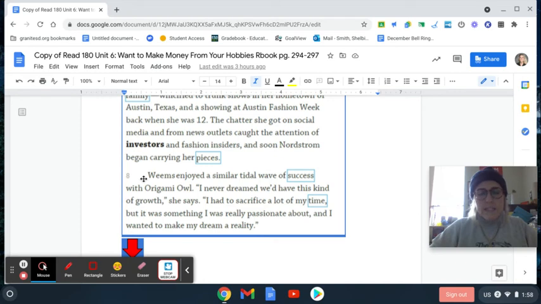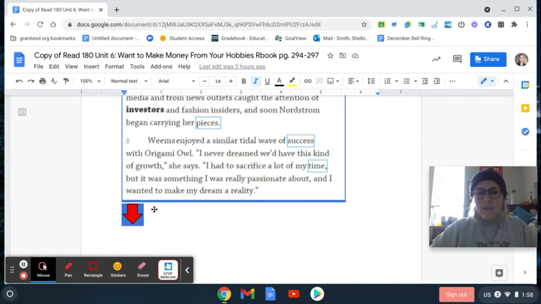Weems enjoyed a similar tidal wave of success with Origami Owl. Remember that girl that started that jewelry company called Origami Owl? "I never dreamed we'd have this kind of growth," she says. "I had to sacrifice a lot of my time, but it was something I was really passionate about, and I wanted to make my dream a reality."